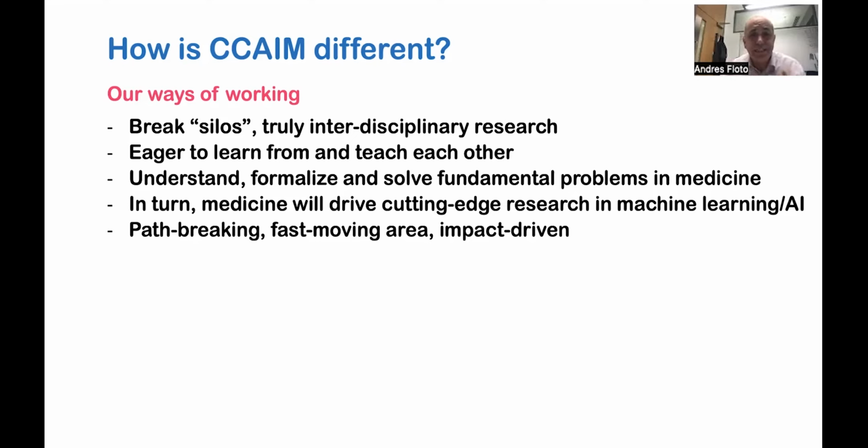And again, this is a kind of ask to people in the audience. If you have difficult, challenging problems that are not really addressed by existing methods, come and chat to us. Really, that's exactly what we're looking for, is ways of stimulating methods development within machine learning. We want to understand, formalize, and solve fundamental problems in medicine and healthcare. And as we mentioned before, the medicine itself will drive cutting-edge research in machine learning. We want to be path-breaking, fast-moving, and impact-driven.